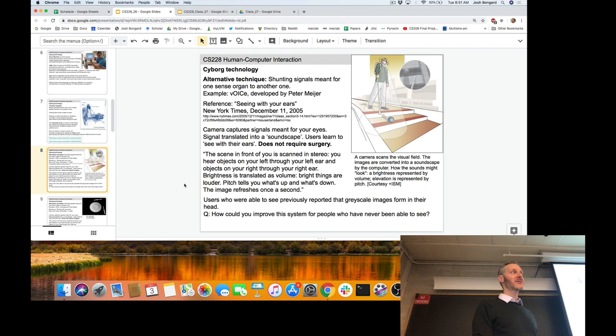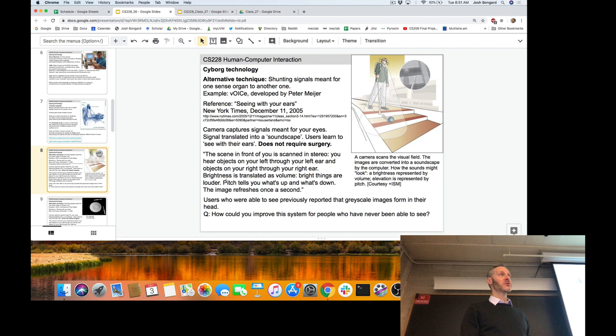Back in 2005, version one of Voice, you can go have a look at the Voice website. There are much more recent versions, but in the early versions, they tried to preserve the spatial organization of what the subject was seeing and provide that along a sound spectrum. Objects in the left part of the subject's field of view would be louder through the left speaker, and same thing with the right. Things that were brighter were louder, and higher pitch corresponded to things higher in the visual field and lower pitch to things lower in the visual field. So three different sorts of metaphors here.